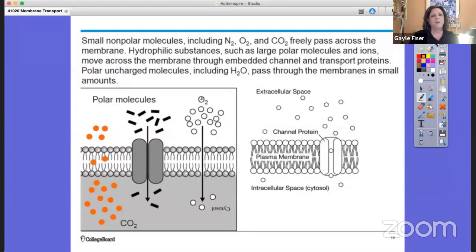All right, so small nonpolar molecules, including nitrogen gas, oxygen gas, and carbon dioxide, freely pass across the membrane. Hydrophilic substances such as large polar molecules and ions move across the membrane through embedded channel and transport proteins. Polar uncharged molecules, including H2O, pass through the membranes in small amounts. Okay, so let's look at this. We can go ahead and kill two slides here with one stone.